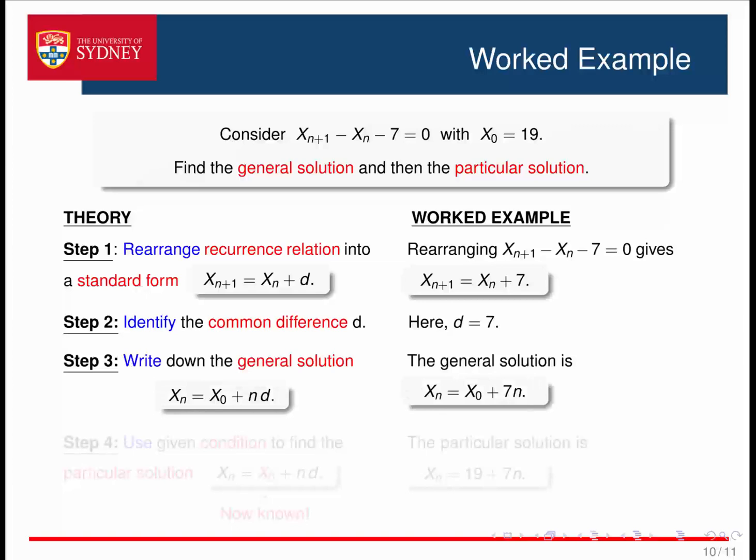In step 3, we write down our general solution. That is, we want to write down a general formula that expresses a given term x_n only in terms of n, its position in the sequence. For our example, this is x_n = x_0 + 7n. Recall that general solutions always contain arbitrary constants. Here, the arbitrary constant is x_0, which can be any real number.